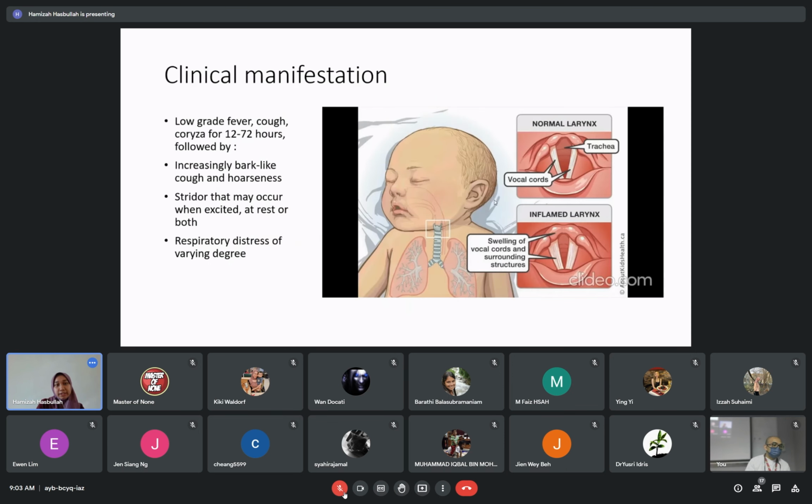causing the stridor sound. Clinical manifestation: the patient will come with low-grade fever, cough, and coryza for 12 to 72 hours, followed by an increasingly barking cough and hoarseness. Stridor may occur when excited, at rest, or both, depending on the severity of the illness. Respiratory distress will vary according to the patient. So this is the normal larynx, trachea, and vocal cords. The below picture is the inflamed larynx, with swelling of the vocal cords and surrounding structures.